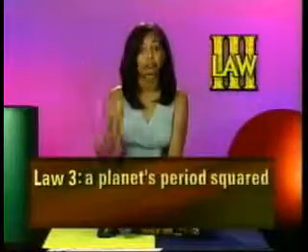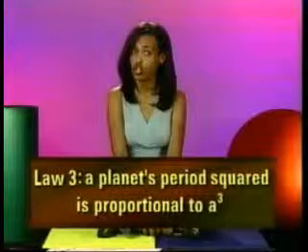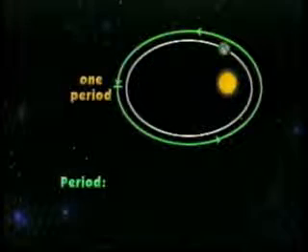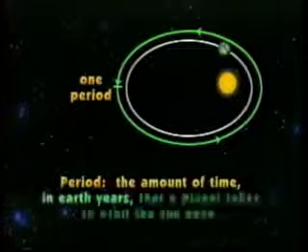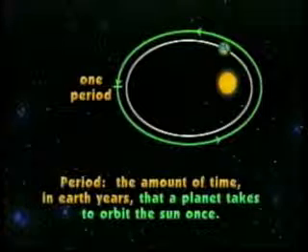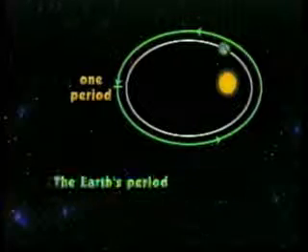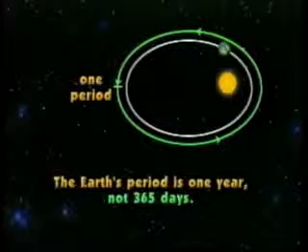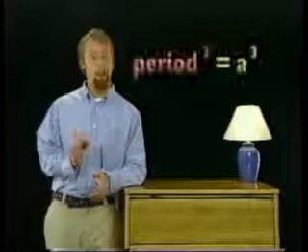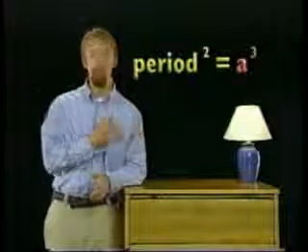Law 3. A planet's period squared is proportional to a cubed. The period is the amount of time, in Earth years, that a planet takes to orbit the Sun once. The period is measured in Earth years, not days, so the Earth's period is 1 year and not 365 days. So, like we said, a planet's period squared is equal to a cubed.